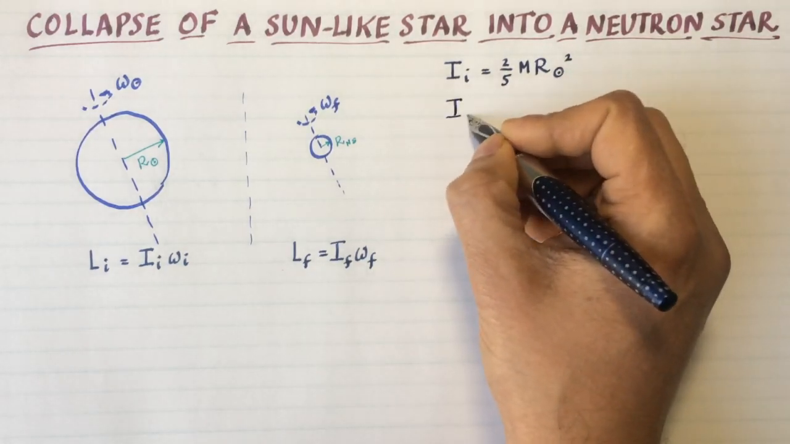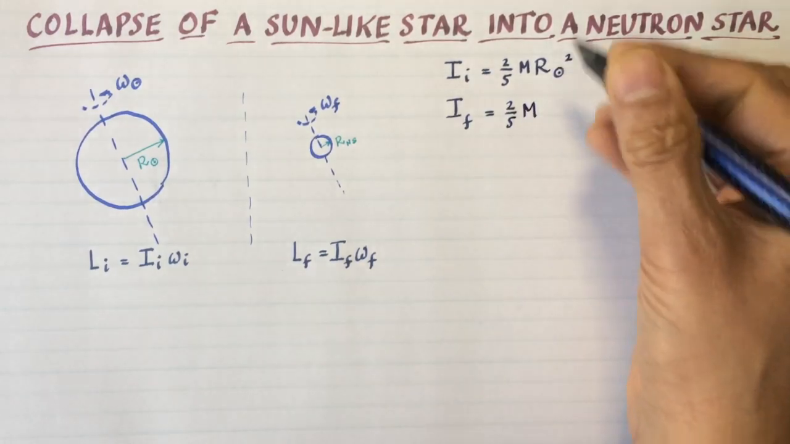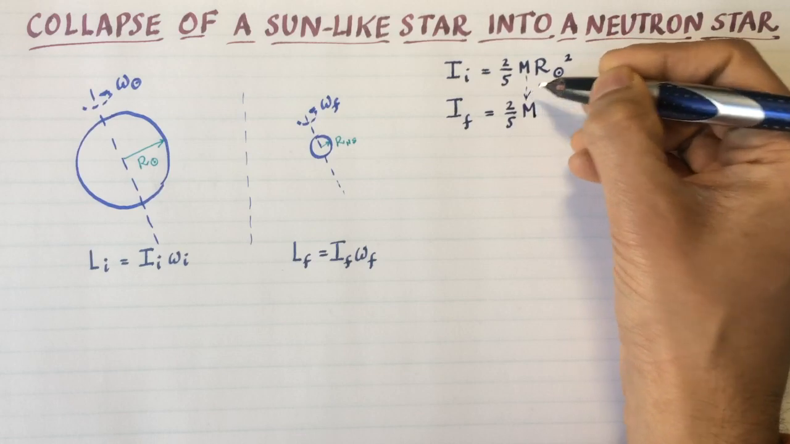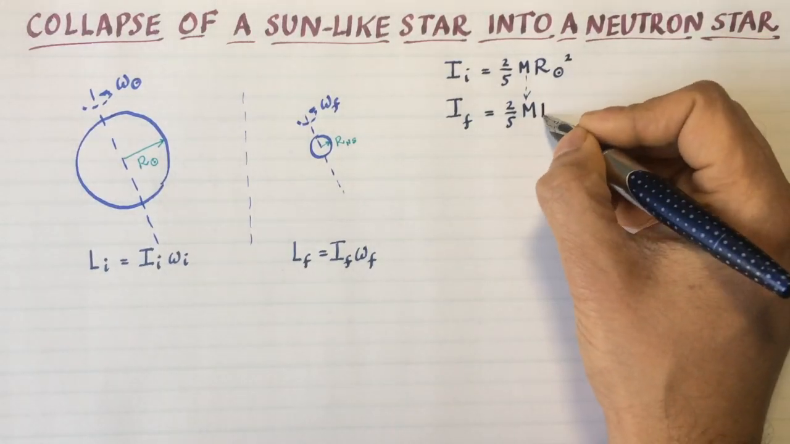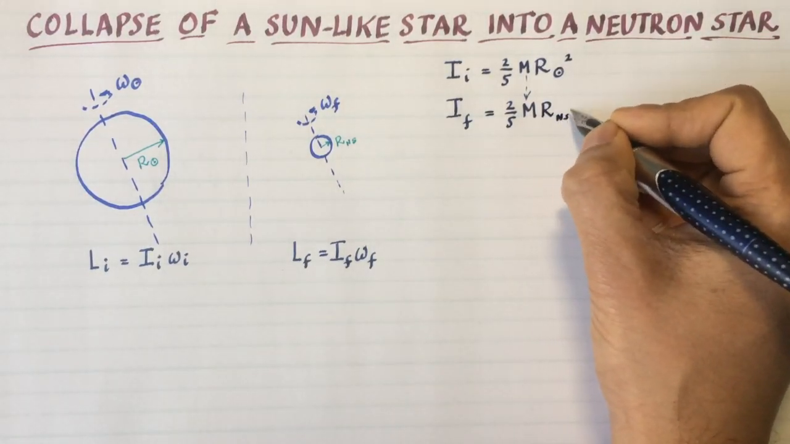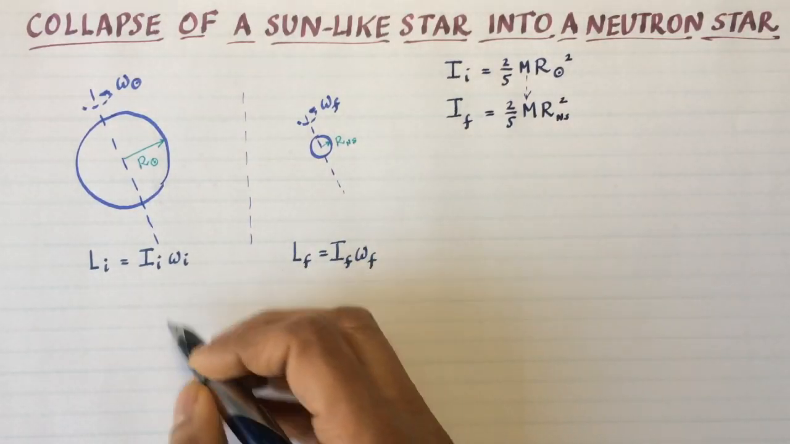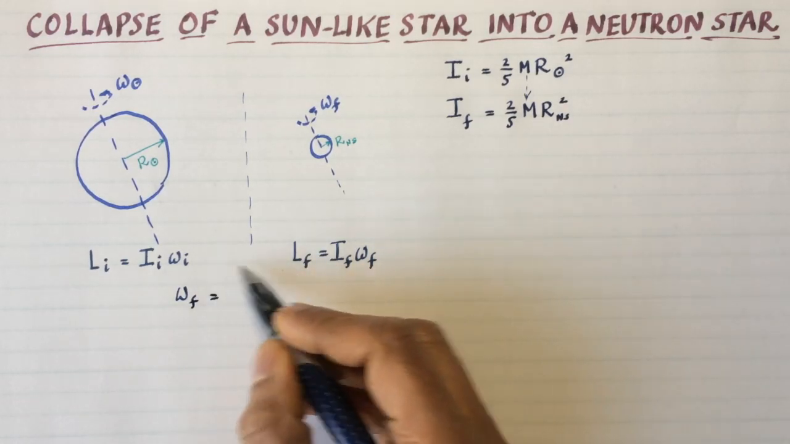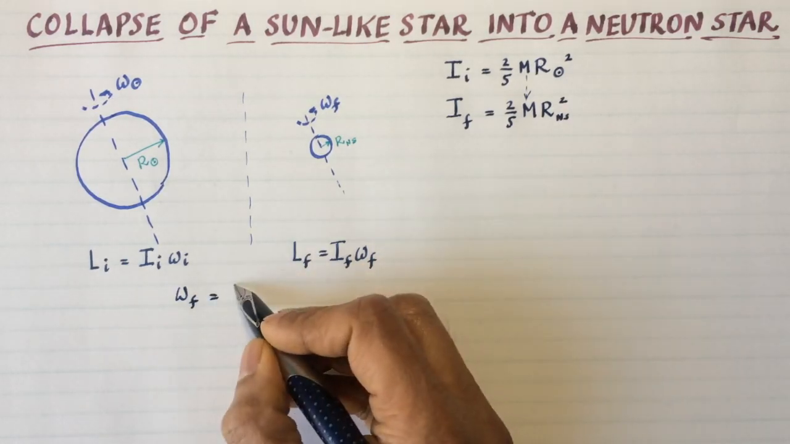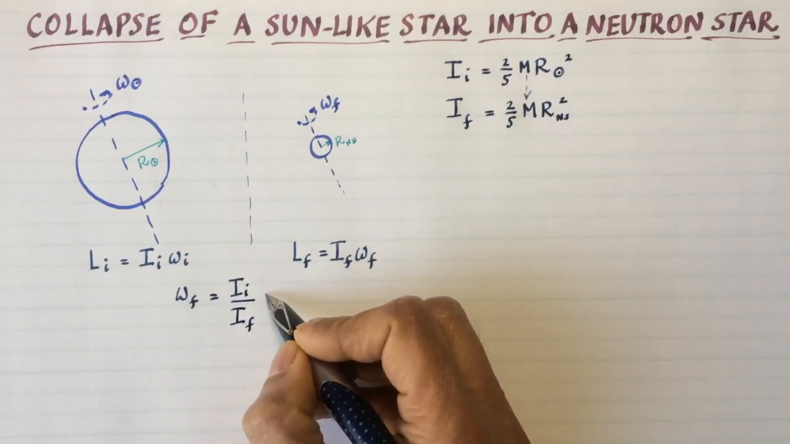And the final moment of inertia is 2/5 times mass. And this is the caveat I was talking about. We're going to assume that this entire mass becomes a neutron star. In reality, that's not true. A good deal of that mass is lost. So we're not getting into those details at all. If you substitute those things over here, you're going to get omega final. If I set these two equal, omega final is I initial over I final times omega initial.